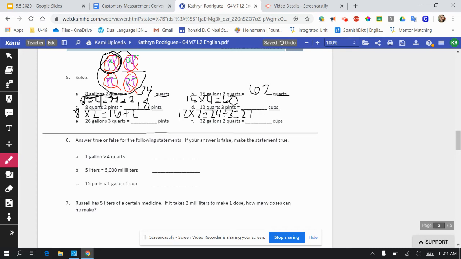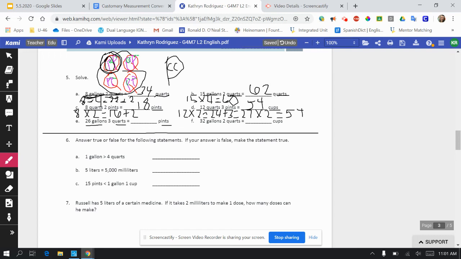So now I'm looking at just one of these letter P. And I'm going to draw it out here so you can see it a little better. Inside of the 1 pint are 2 cups. So 27 times 2 equals 54. So here I have 54 cups. Oh my goodness. All right, 2 more. We can do this. Taking gallons and quarts and changing it into pints.